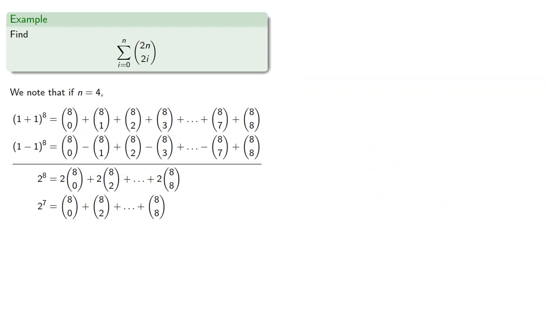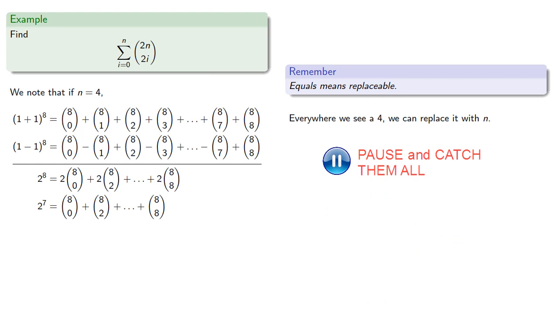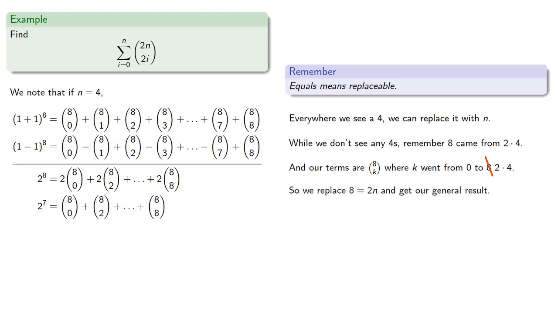Now we showed this is true for n equals 4, but we do want to generalize it. So remember, equals means replaceable. We started with n equals 4, and this means that everywhere we see a 4, we can replace it with n. Well, we don't see any 4s, but remember that 8 came from 2 times 4, and our terms are 8 choose k, where k went from 0 to 8, which is 2 times 4. So we could replace 8 with 2n and get our general result.